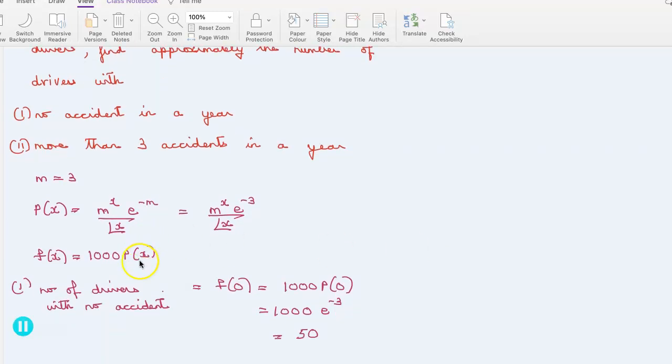So number of drivers with no accident will be what? Put x as 0. So you get 1,000 into p0, that is 1,000 into 3 raised to 0 e raised to minus 3 by 0 factorial. What is 0 factorial? It is 1. So 1,000 into e raised to minus 3 is 50.